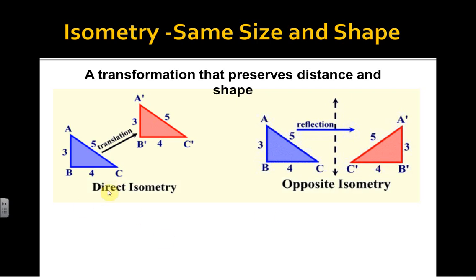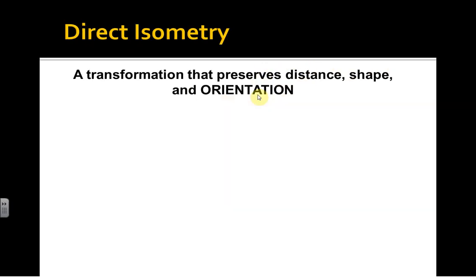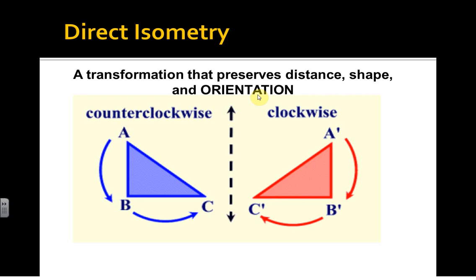Now, this on the left is called a direct isometry. On the right, this is an opposite isometry. The reason that the one on the left is a direct isometry is because not only does it preserve distance and shape, it also preserves orientation. And that's what we're going to talk about here.